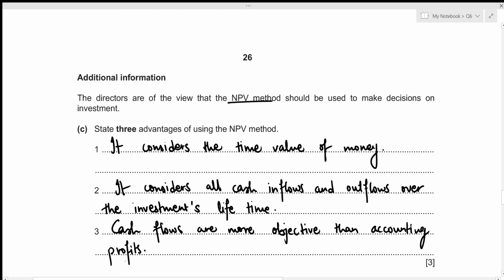And due to this very reason, net present value method is more accurate than the accounting rate of return, because in case of accounting rate of return, we incorporate the accounting profits rather than the cash flows. This concludes the third part of this question. Now we can move to the fourth one.